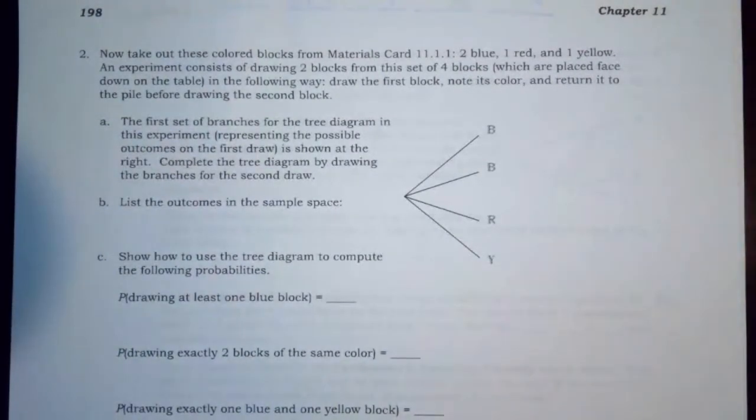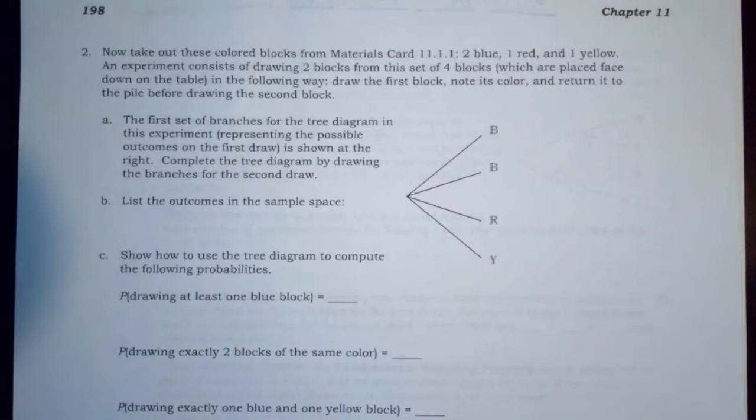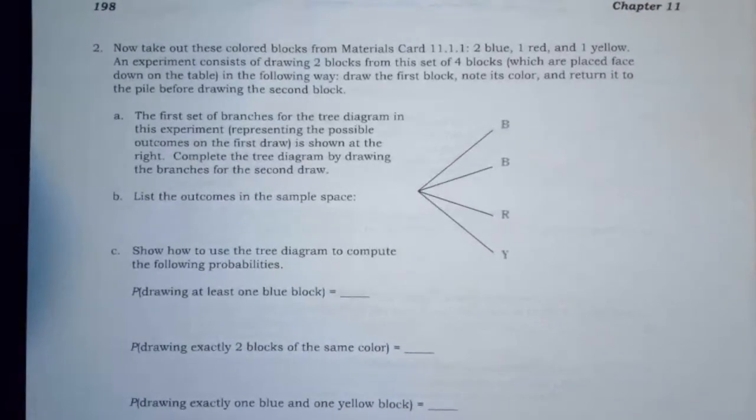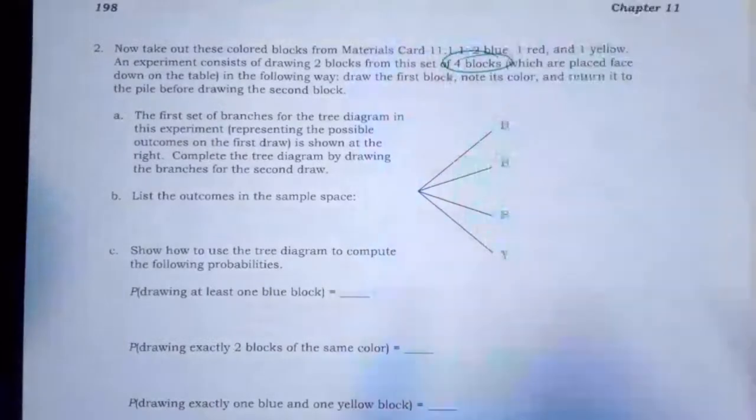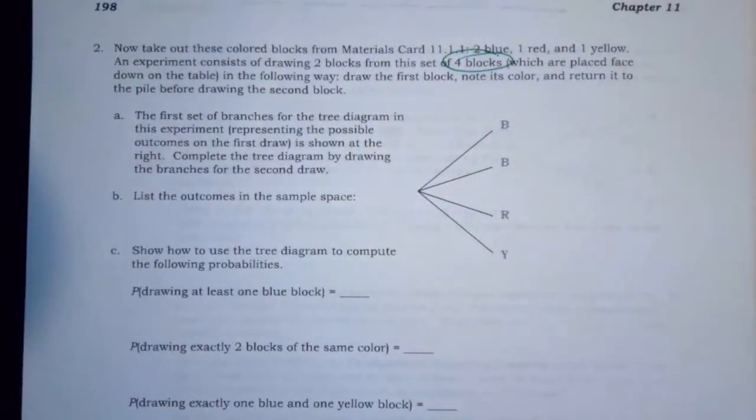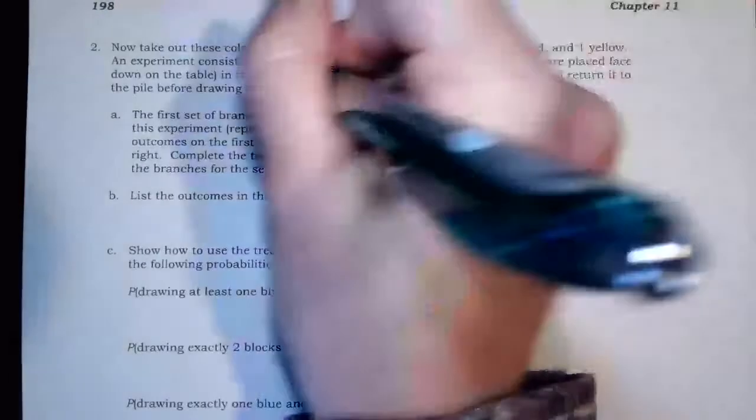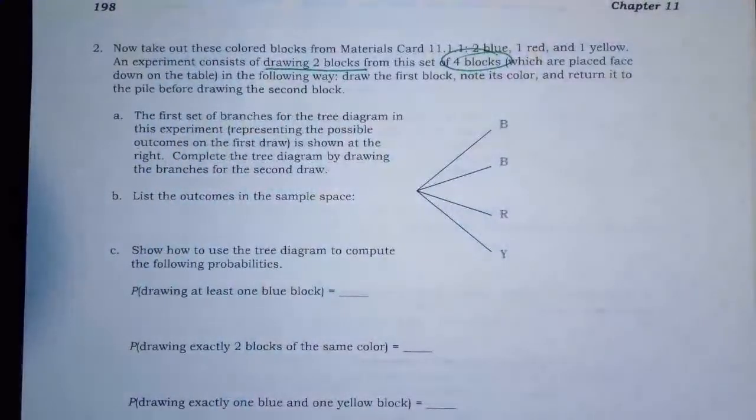How many total blocks do I have? So if I've got them in a jar or in a bag, how many blocks are there? 4. 4 blocks. Yep, 4 blocks. How many times am I going to draw? Two draws. Thank you, Shanique. I'm drawing 2 blocks from the set of 4.